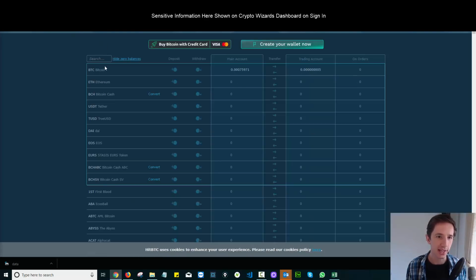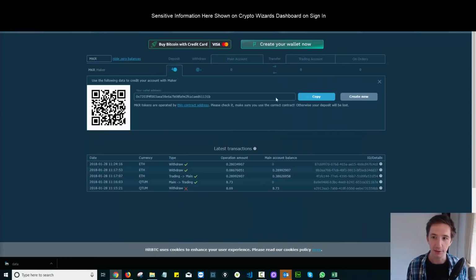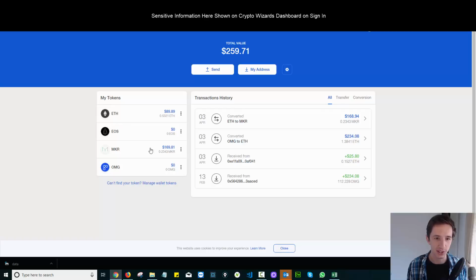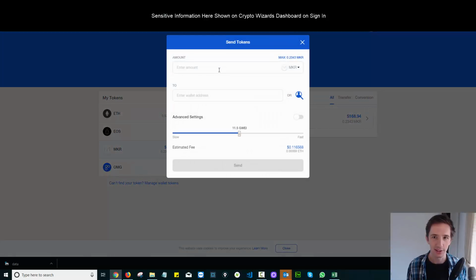So I've just gone over to the account and what I'm going to do is hit MKR and hit deposit. And that's given me an address. So this is where I can transfer the MKR to. I'm going to copy that address. I'm going to go back to this exchange over here. I'm going to go to MKR, click on it over here, and click on send.